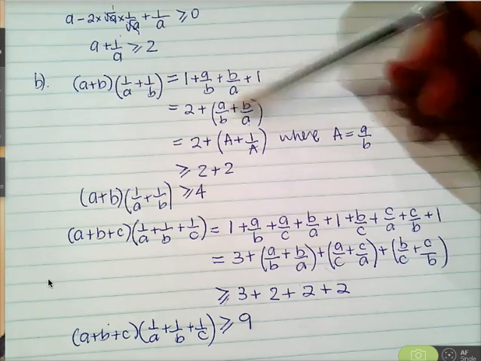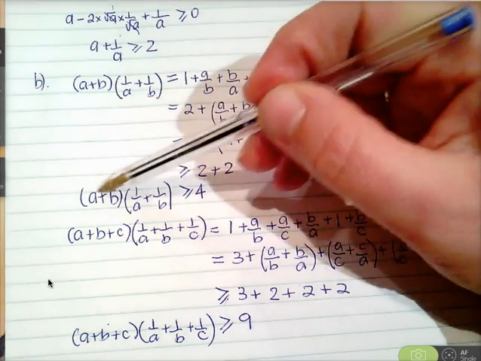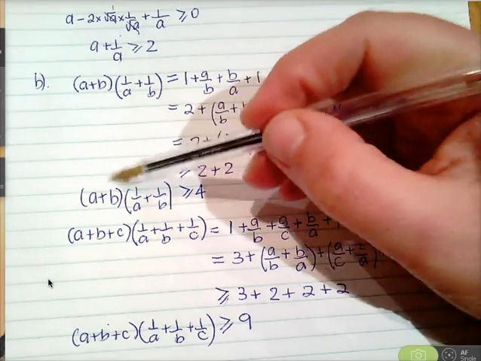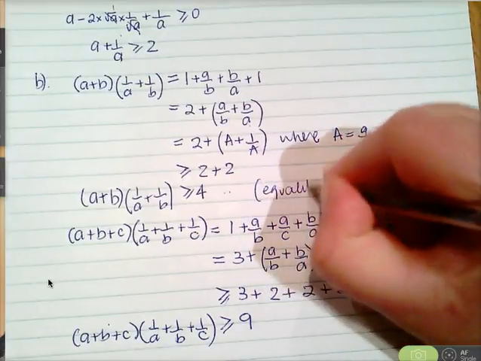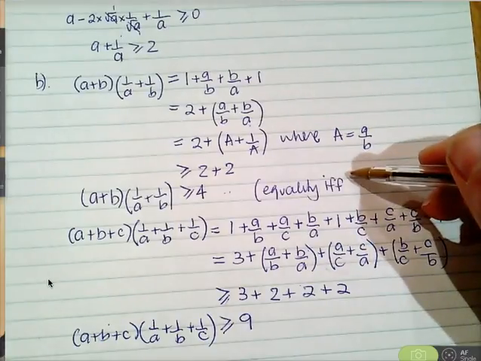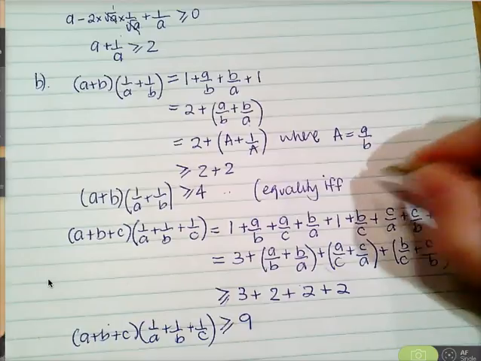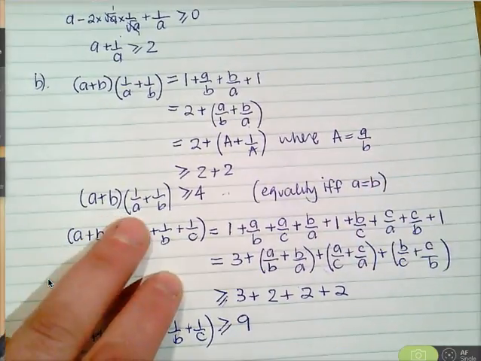Obviously, we would have equality here where we've got that this is greater than or equal to 4. You would have equality if and only if, so we just write that with the double F. So you would have here equality if and only if A was equal to B.